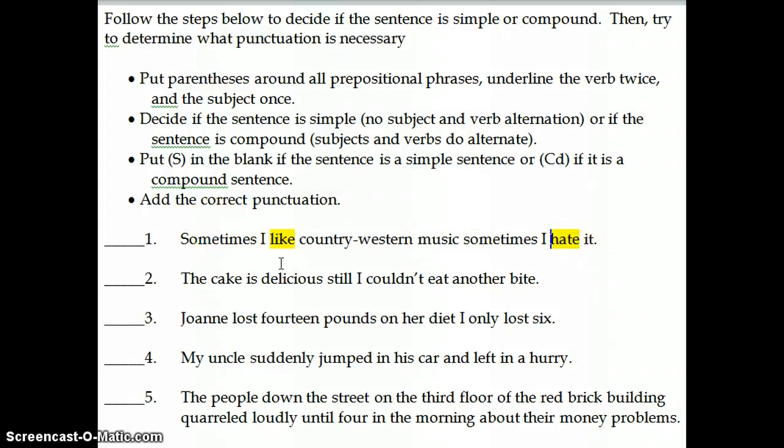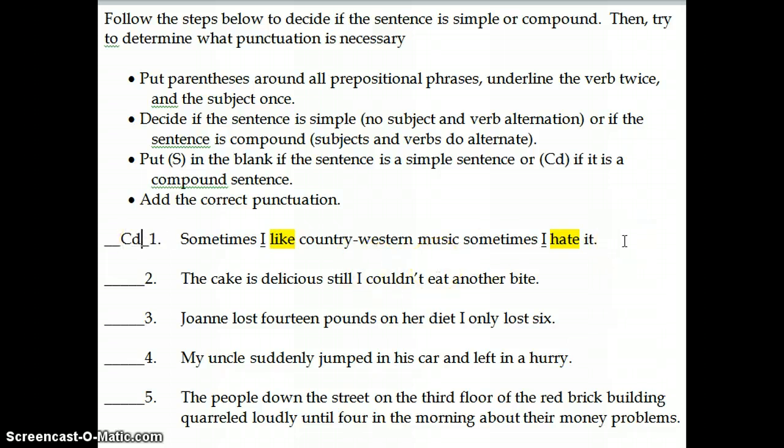Then we want to identify the subjects that go with the verbs. So who likes? I do. So I is the subject. And in the second part, do we have a subject? Who hates? I do. So I is the subject there. As we can see, we do have this pattern, subject, verb, subject, verb. So we know that this is a compound sentence.